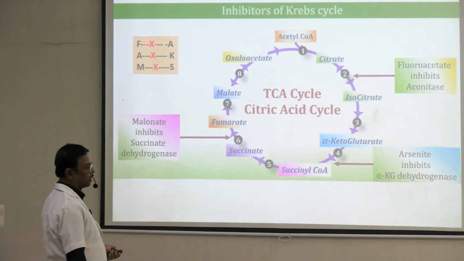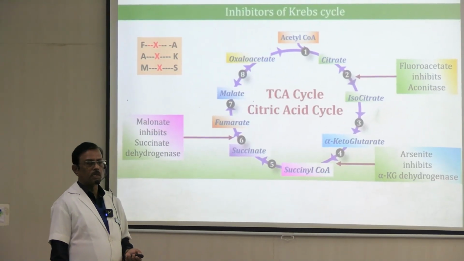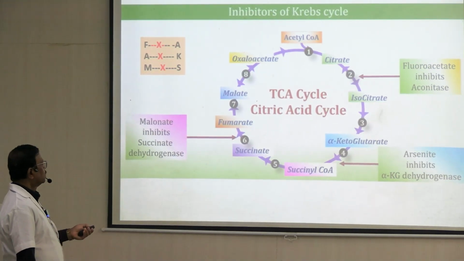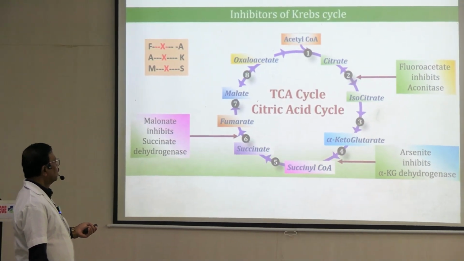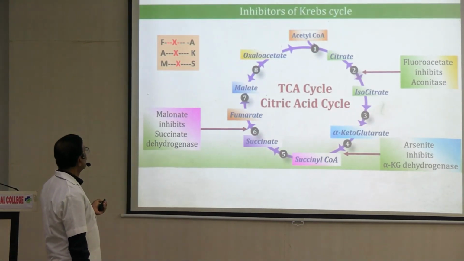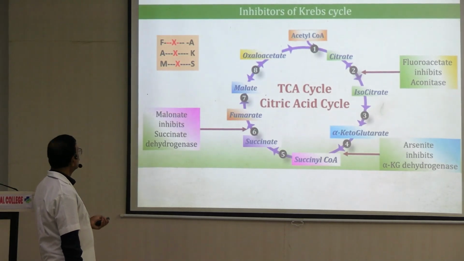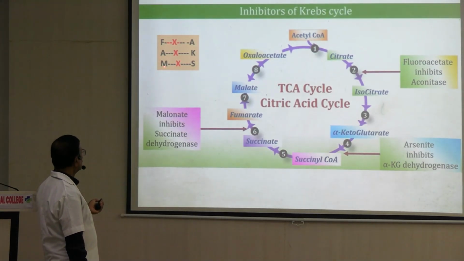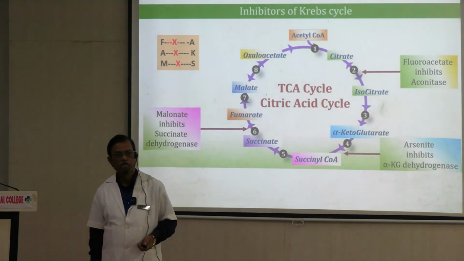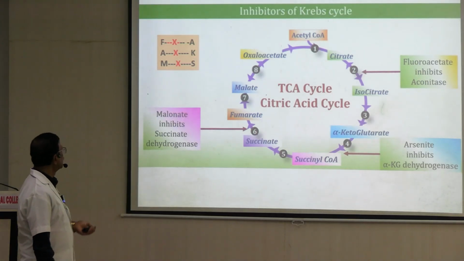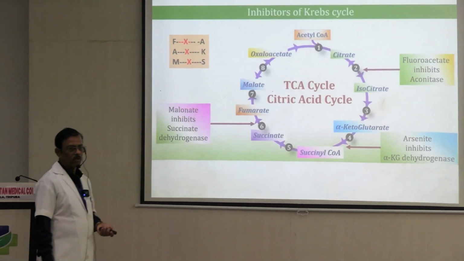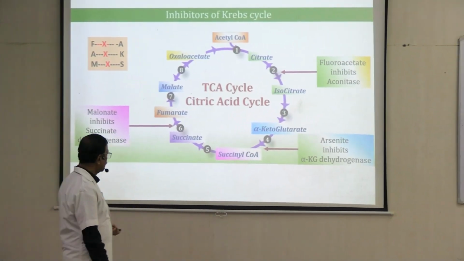Inhibitors of Krebs cycle. These are the chemicals that inhibit Krebs cycle. These are fluoroacetate, arsenite and malonate. Fluoroacetate will inhibit aconitase, arsenite will inhibit alpha-ketoglutarate dehydrogenase and malonate will inhibit succinate dehydrogenase. Okay, so just to remember, you can use this FAMAKS. This can be taken as a mnemonic.